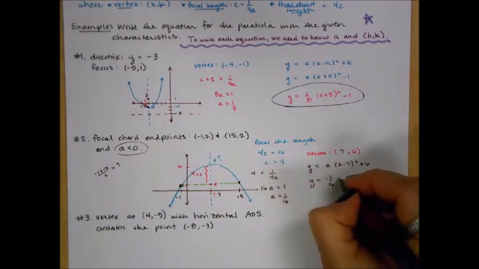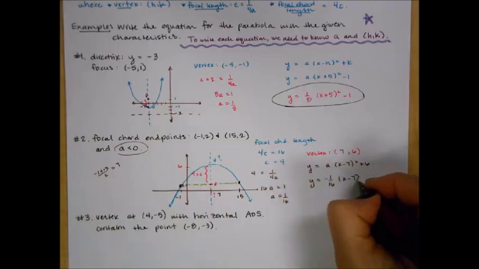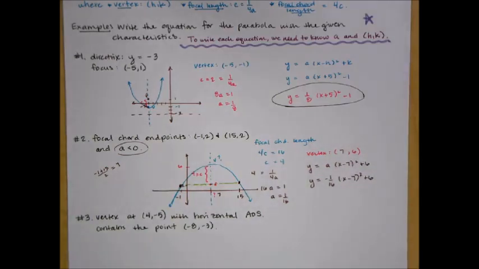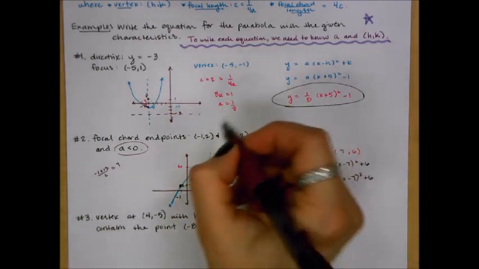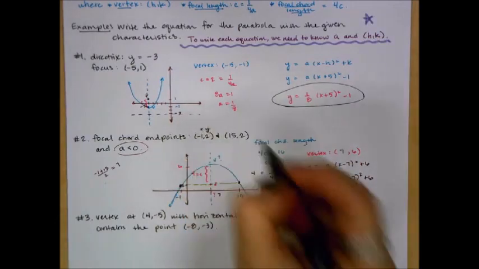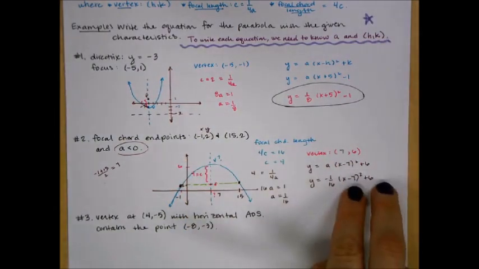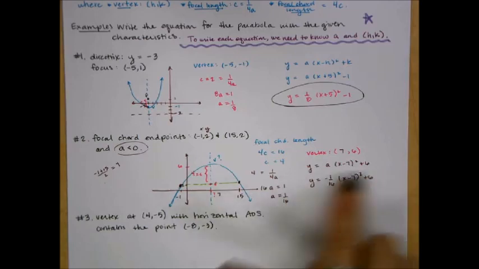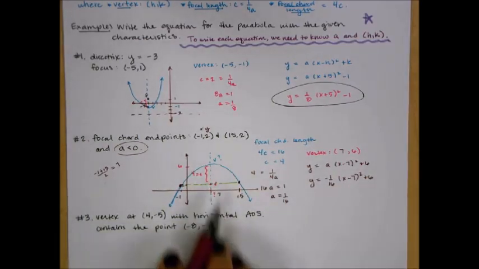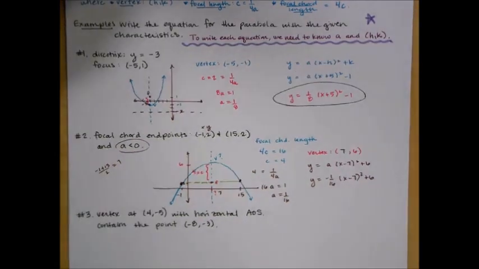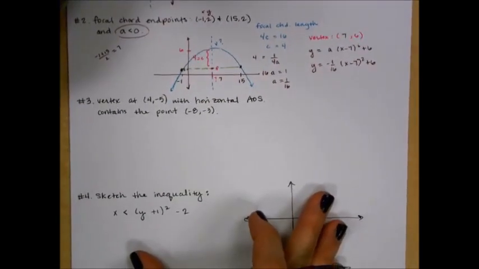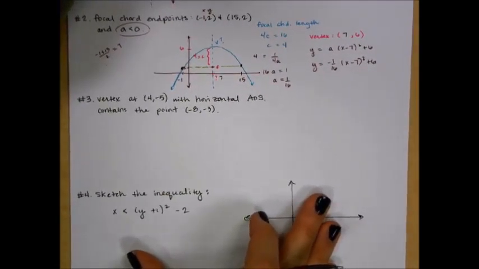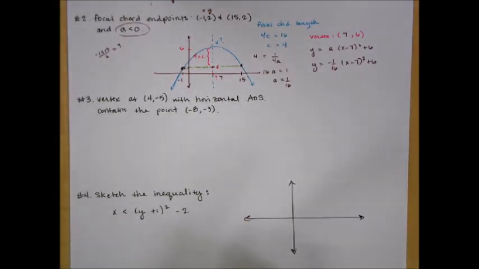Something else you can do here is, because you were given coordinate pairs that exist on your parabola, you could plug in one of these coordinate pairs for the values of x and y along with your vertex, and you can use that to solve for the a value. So we're actually going to use that in the next problem. We're given a vertex at (4, -5), a horizontal axis of symmetry, and the parabola contains the point (-8, 3).